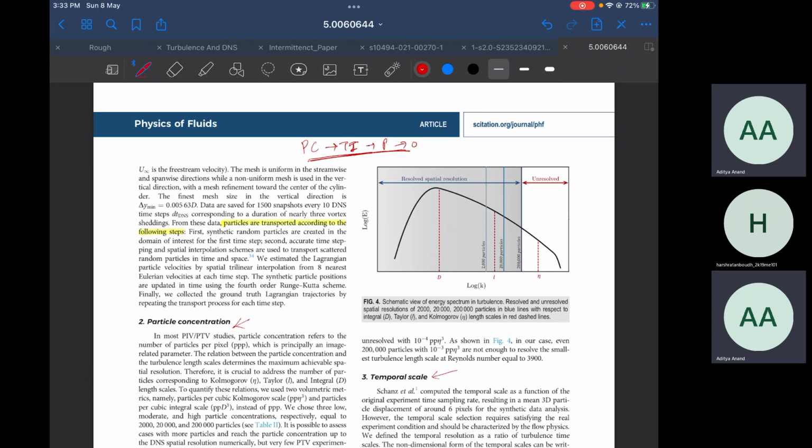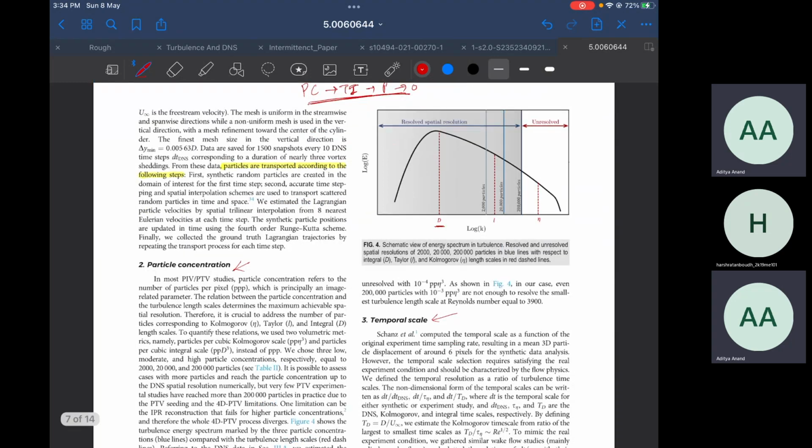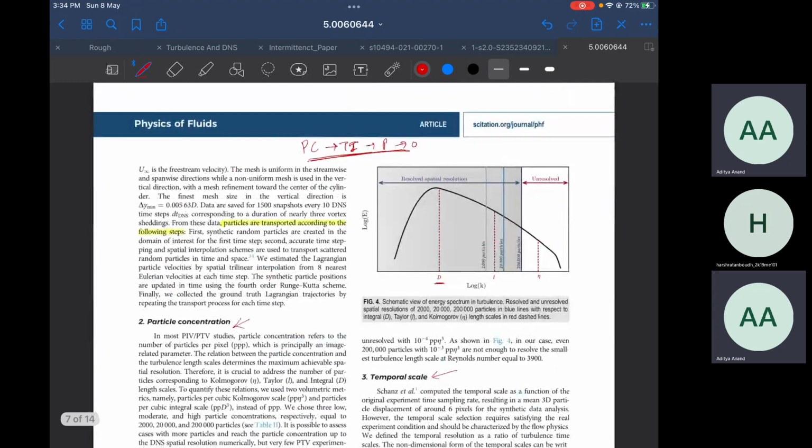Okay, so you need enough particle concentration that you have those particle paths, or else it will not work properly. Also, the scales that you would be able to resolve would depend on particle concentration as well. This plot here shows the scales resolved with the particle concentration. D here is the integral length scale. If you use, let's say, 2000 particles in the domain that they have selected, they are able to resolve only these many scales.